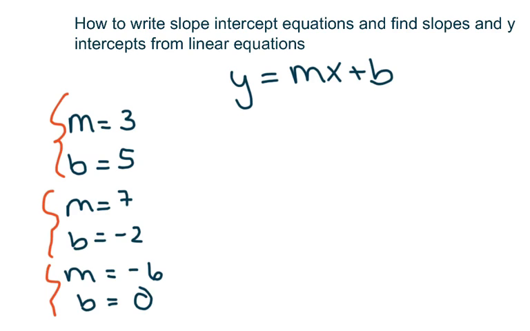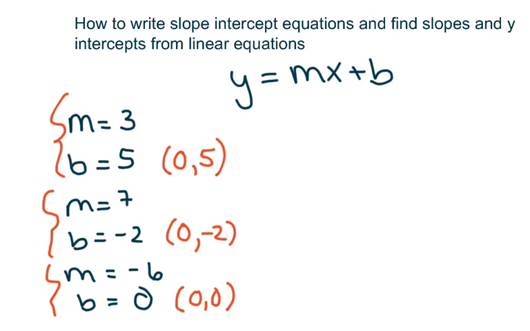Recall that for a y-intercept, x is 0 and y is your intercept. So in this case it'd be (0, -2), and in this one this would be (0, 0). So basically on this last one our y-intercept is the origin. And all we're going to do is plug it in the equation. So we have y equals 3x plus 5. And again, if I plugged in 0 for x, I would get y equals 5.